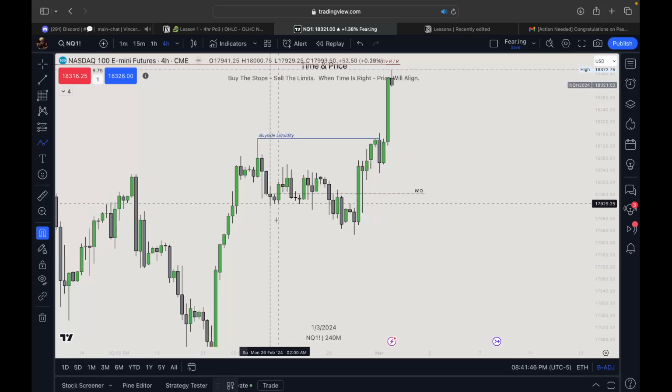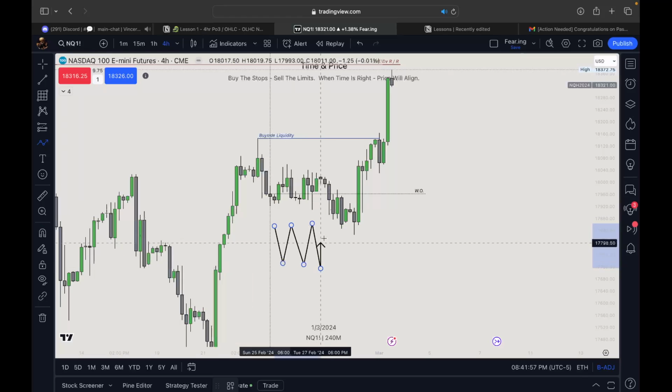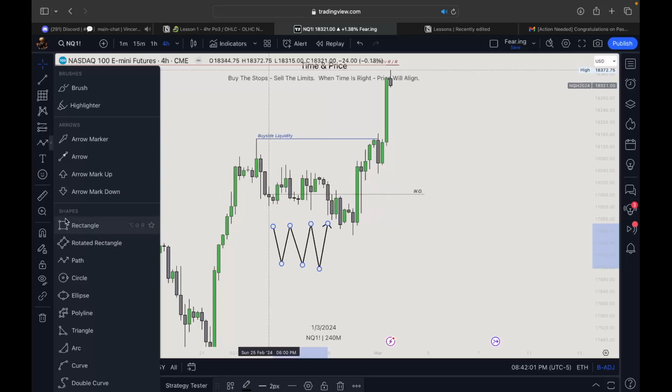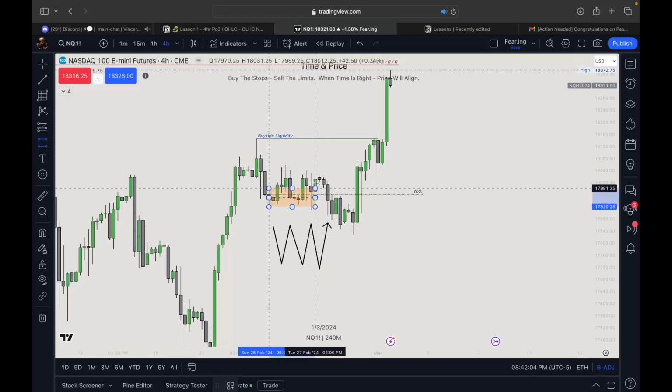Weekly open. Accumulation. And that can be found here. This would be Monday to Tuesday.